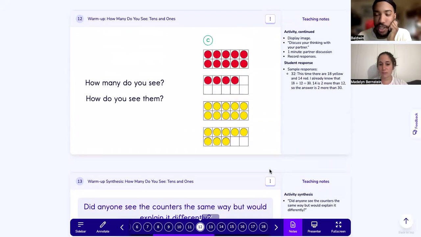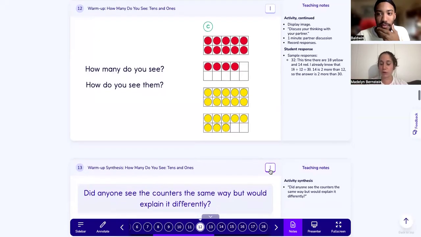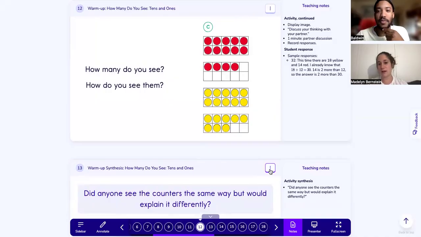What are two different ways that you saw the counters when we were counting them? So I started counting by ones, but then when I saw that the grid at the top was 10, I knew that if it was full, then I can use tens.